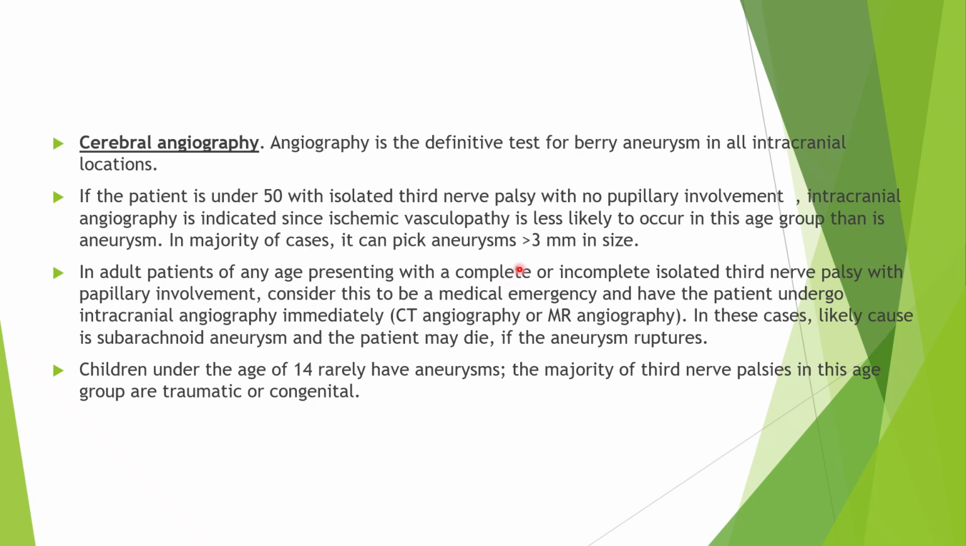So it can pick up aneurysms more than 3 mm in size. And in adult patients of any age presenting with complete or incomplete isolated third nerve palsy, it is a medical emergency and the patient has to go for intracranial angiography immediately. In these cases, the likely cause is a subarachnoid aneurysm and the patient may die if the aneurysm ruptures. Children under the age of 14 rarely have aneurysms. The majority of third nerve palsies are traumatic or congenital.